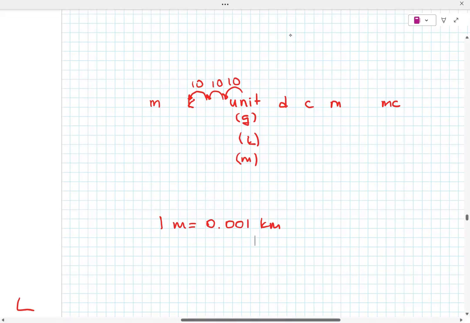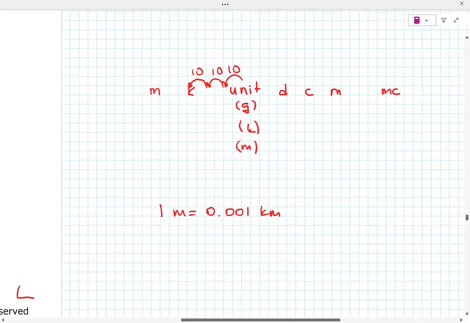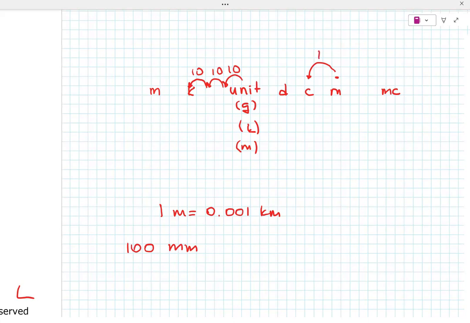Now, let's say we have 100 millimeters. So we write here. We want to convert it into centimeters. In which direction should we go? How many steps? 1 step by the factor of 10. So we move that decimal point to the left. What do we get? Good?